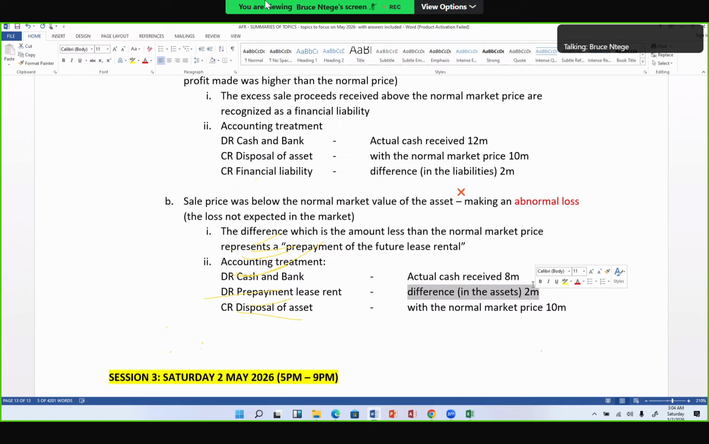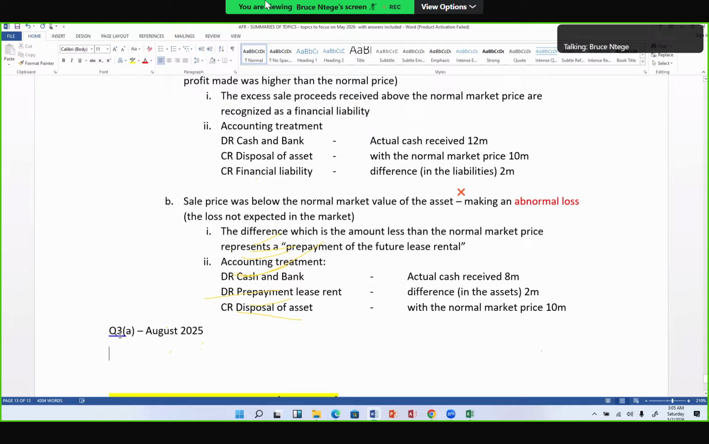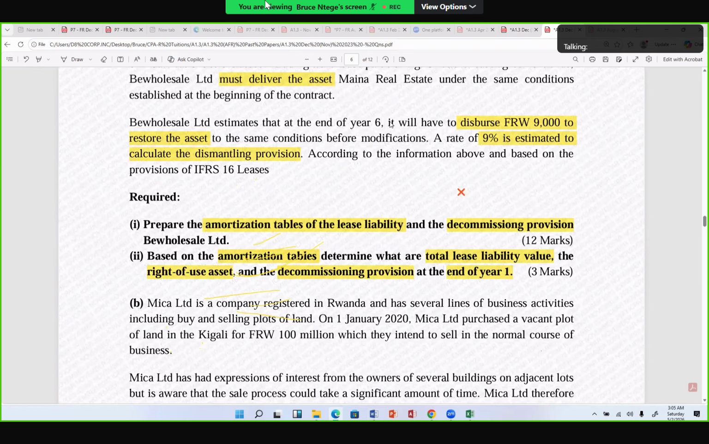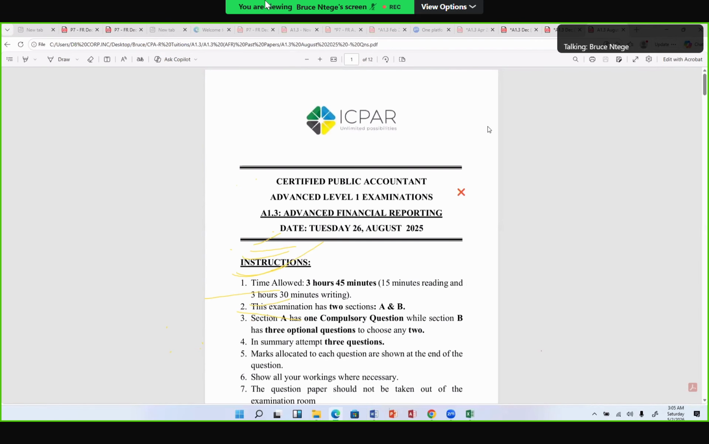No, it wasn't November 2022. It was 2025, actually, last calendar year. So August 2025. We're going to look at question number 3A in the sitting of August 2025. Let's try it out before we close our session today. Yeah, here's August 2025.